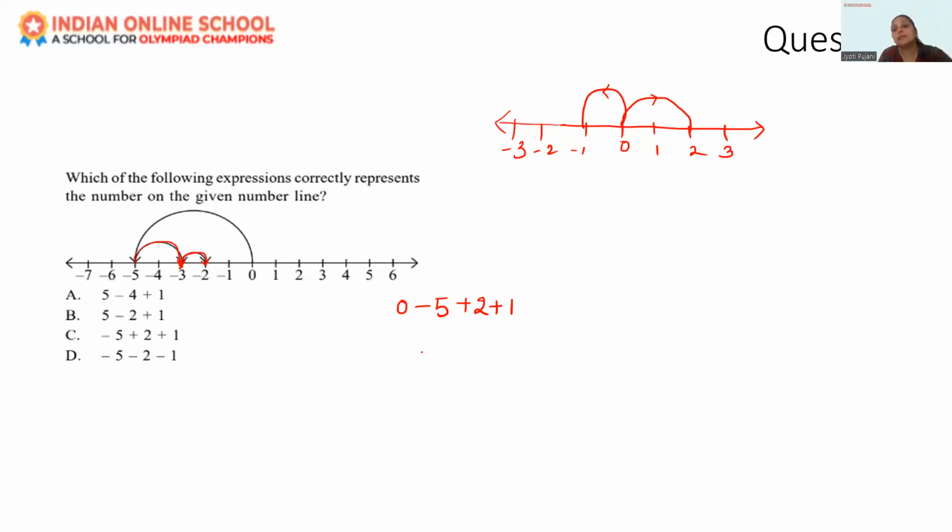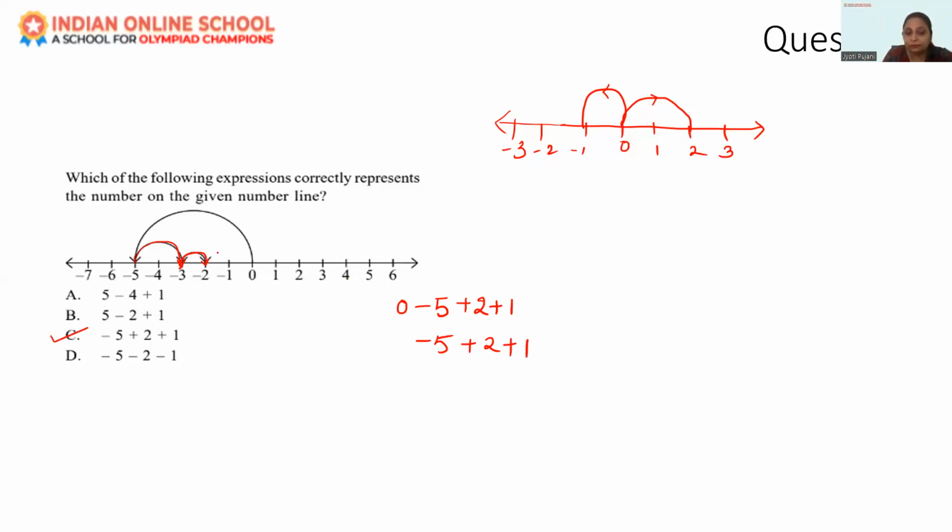If I'm subtracting, I have to move to the left-hand side. If I'm adding, I have to move to the right-hand side. So 0 minus 5 is minus 5 plus 2 plus 1. So my answer is the C option.